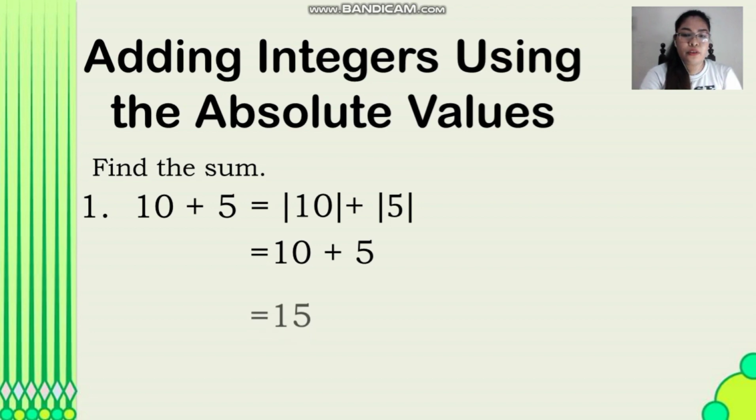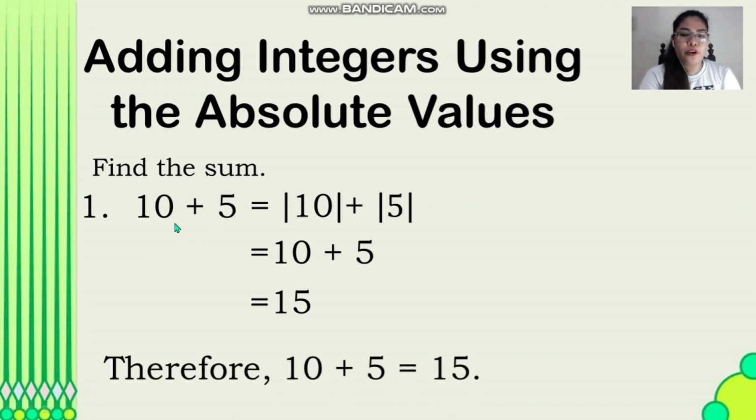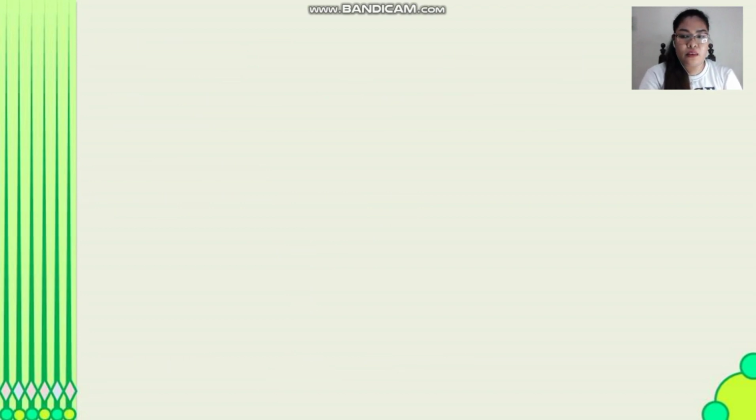It is equal to 15. So ano po yung common sign nila? Yung parehong sign ng ating addend. Okay, pareho silang positive, di po ba? So therefore, 10 plus 5 is equal to positive 15.